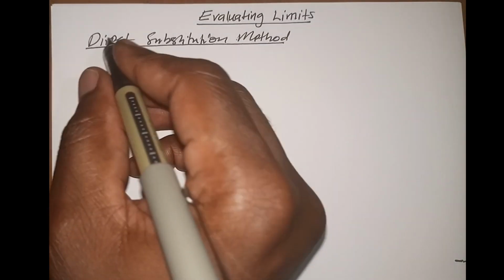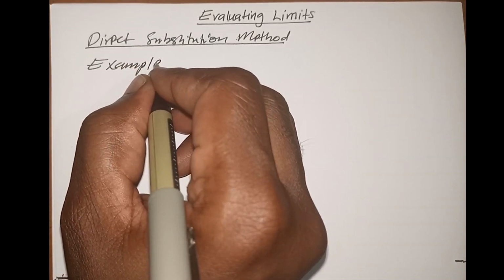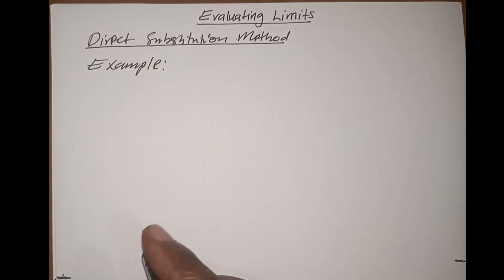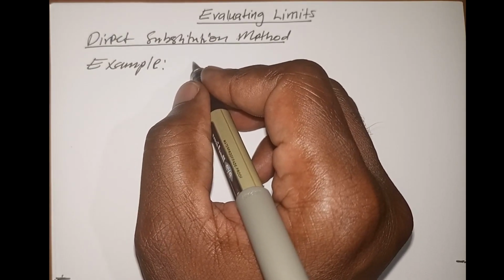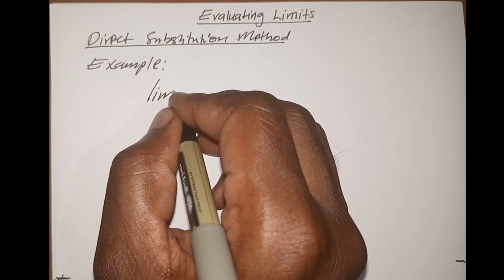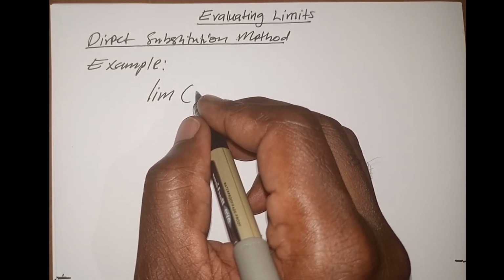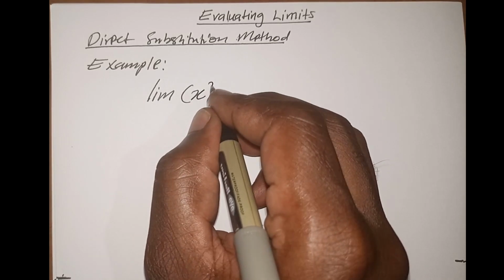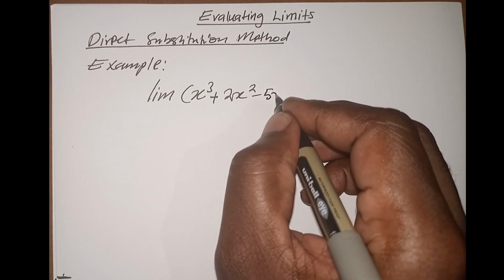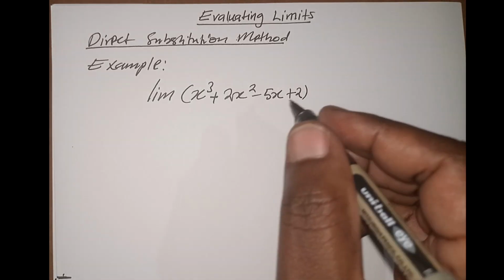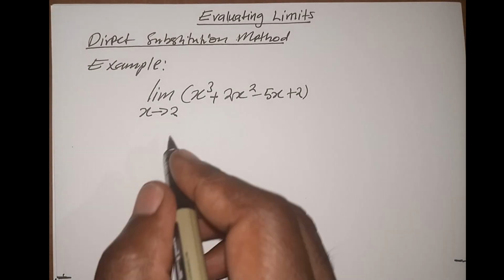So given, let's do an example. This is the simplest method ever on limits. So find the limits. Evaluate the limit of, for example, we can say x cubed plus 2x squared minus 5x plus 2 as x approaches 2. Find the limit of this.